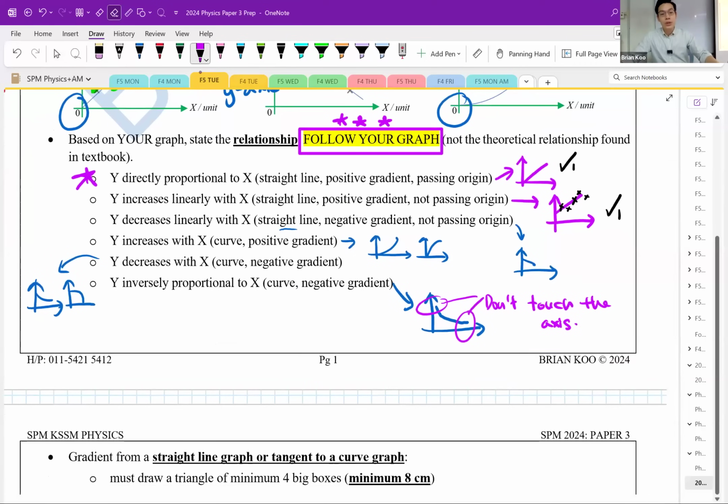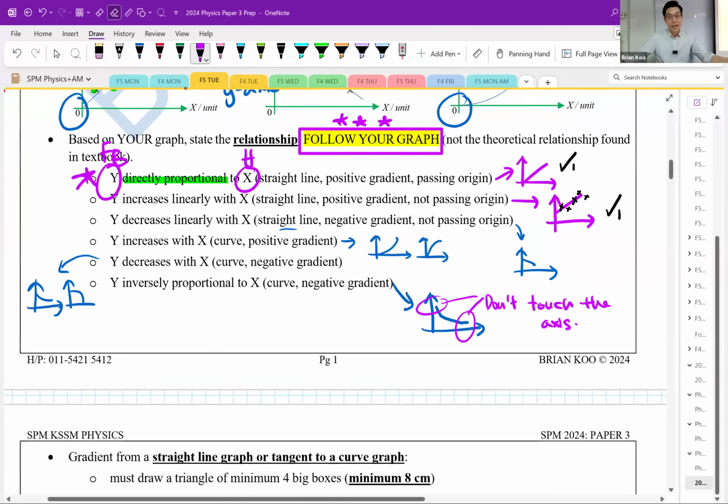And also, you don't just put your answer as directly proportional to what. You must state what is the y. What is directly proportional to what? For example, FB directly proportional to depth. Must write what is the y, what is the x. You can use symbol.